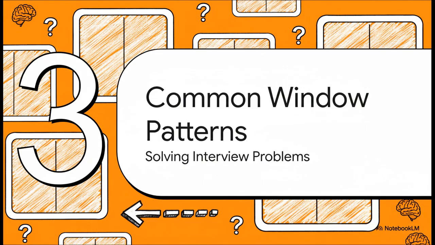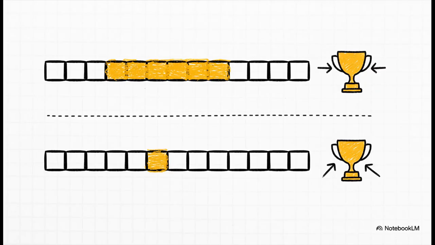So what kinds of problems does this actually solve? Well, it turns out most interview questions that use this fall into a few really common patterns. Let's check out the big ones. The first pattern, and probably the most common one you'll see, is all about finding a window with the best possible size. The question will be phrased like, find the longest or find the shortest substring that follows some rule.